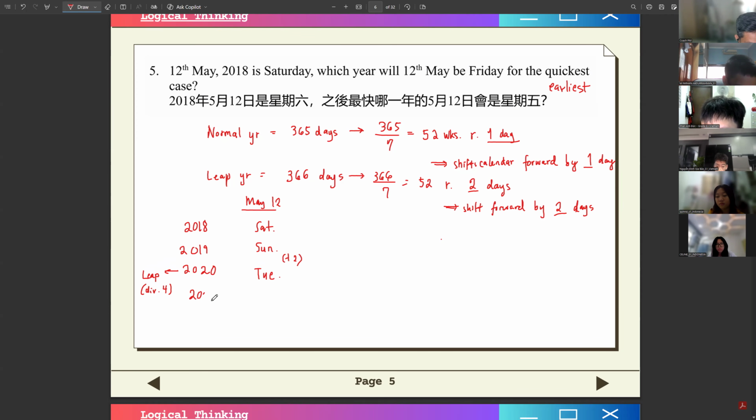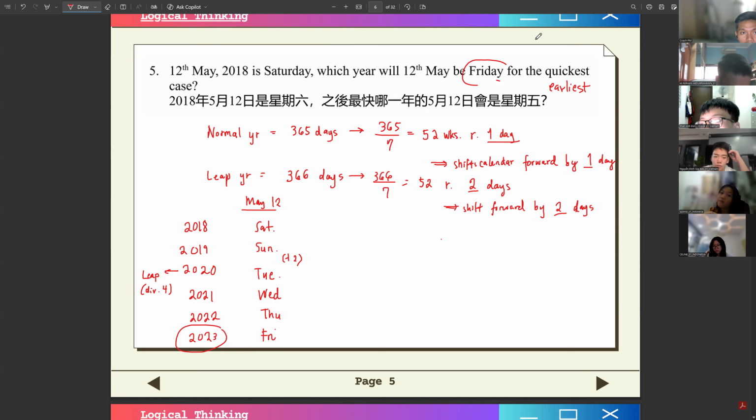How about 2021? It shifts forward only 1 day, so that's a Wednesday. 2022, that's a Thursday. 2023, that's a Friday. The question was, which year will May 12 be Friday for the quickest, earliest case? So the answer is 2023. Okay? Do we have any questions? None? Okay, next problem.